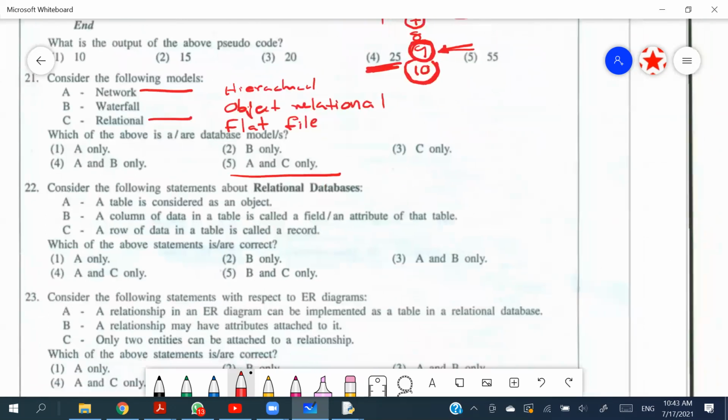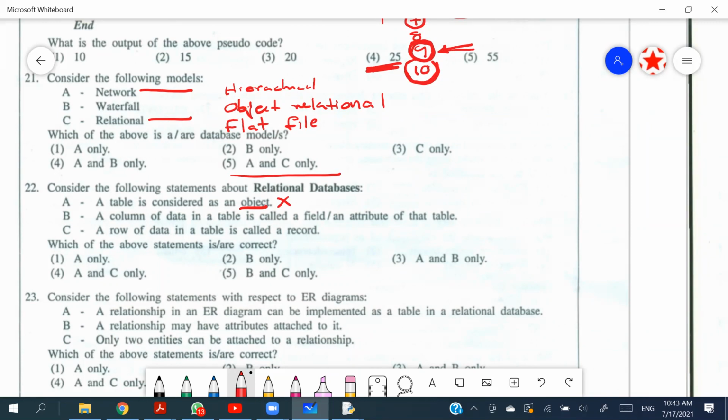22nd. Consider the following statement about relational database. A table is considered as an object. Now there it comes to a very controversial place. This is a relational database, so we cannot take the word object. Because it is in the object relational model that a table is considered as an object. Right? So A is wrong.